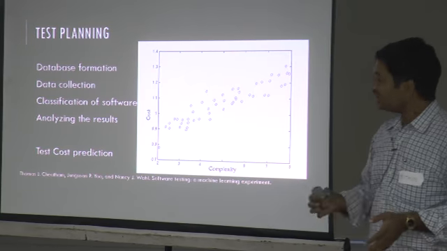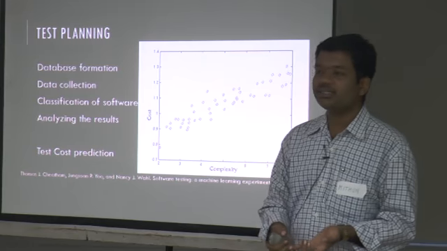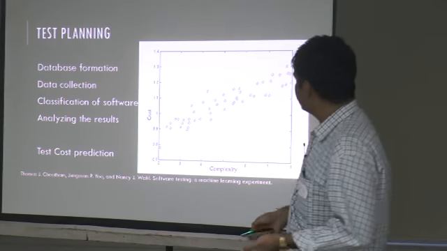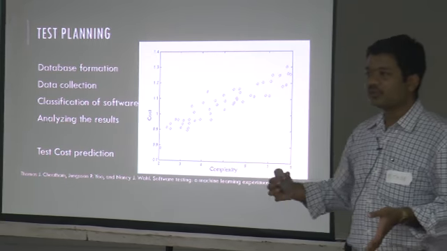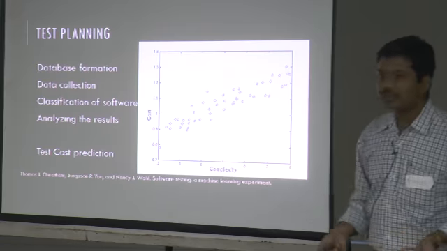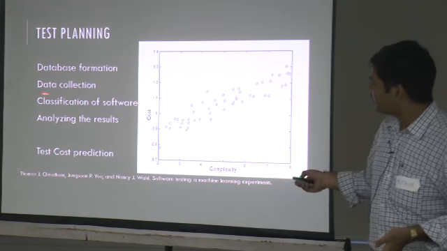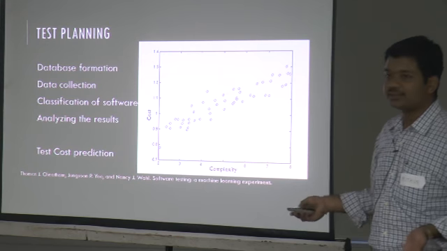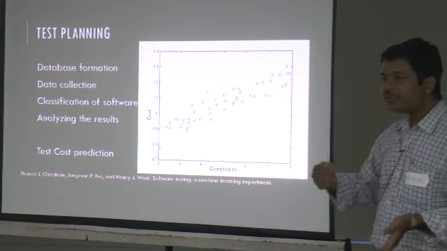When we look at the test planning phase, we have seen that our major challenge is in looking at the estimates that we provide, so that we don't overspend, right? Using the same analysis, we can also look at what the complexity of your problem is going to be, and then we can look at cost estimates, and this is one of the easiest ways in which you can go for the cost estimate of your product. So we look for database formation, data collection, and then we go with classification of your software and analyzing the results. Thereby you come up with a cost prediction, which has been successfully implemented in various companies.